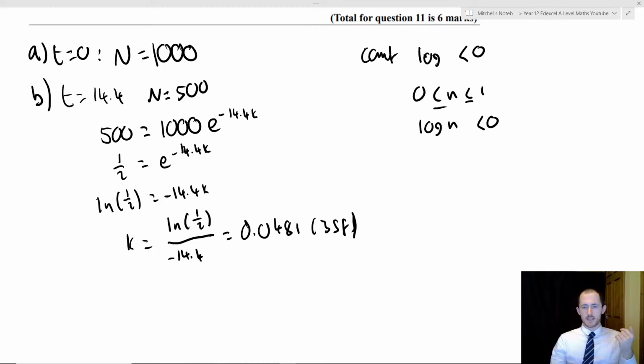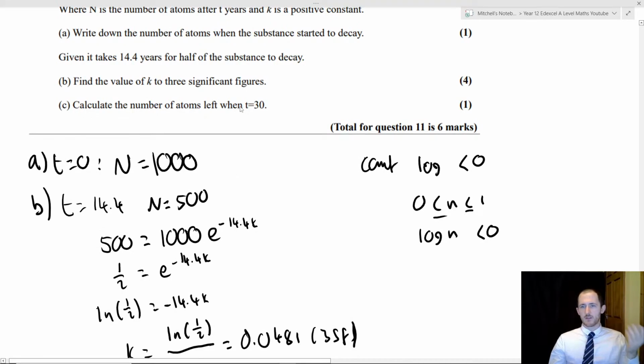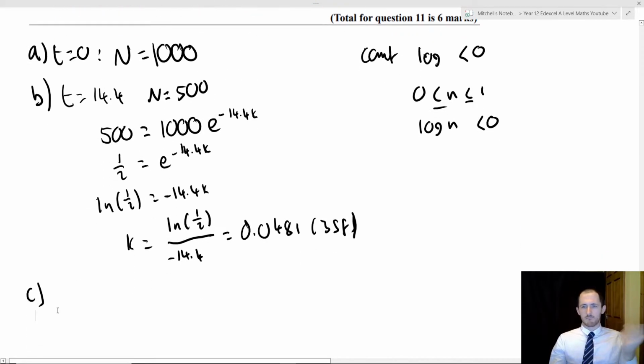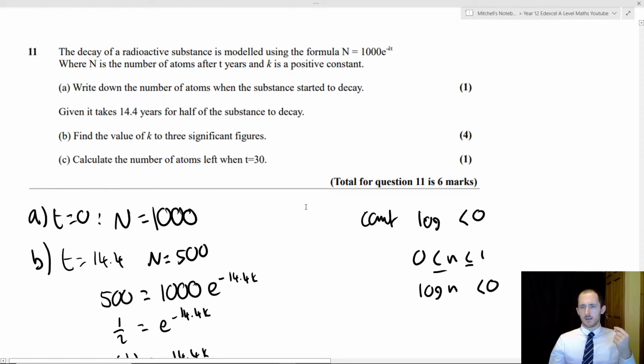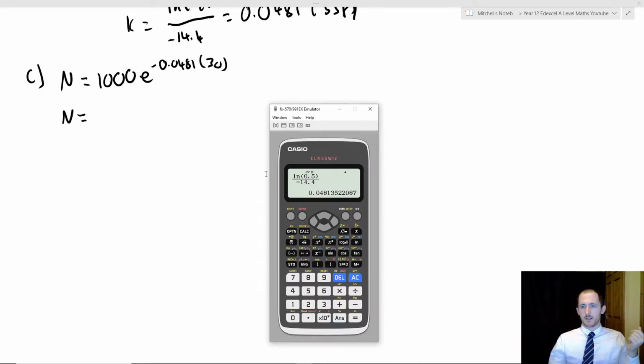And then lastly, part C, I remember it being fairly easy. Calculate the number of atoms left when t equals 30. Easy. So N equals 1000 e. Now, we know what k is, right? k is 0.0481. And t, in this case, is t equals 30. So all we're doing is subbing numbers into a calculator for a mark. A-level maths.